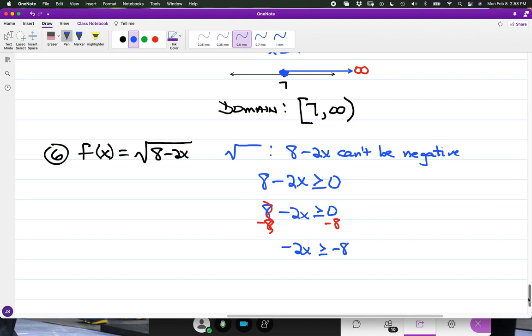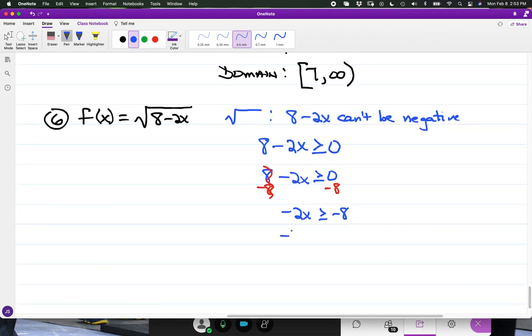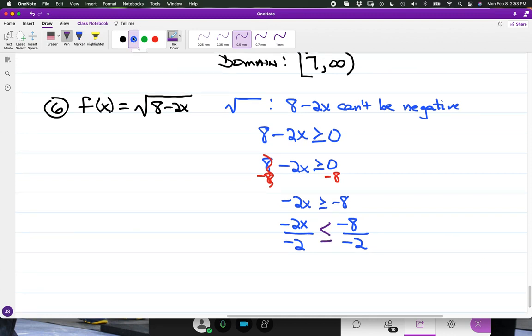And if I solve for x, again, be careful. If you're multiplying or dividing, not adding or subtracting, but if you're multiplying or dividing by a negative, remember to change the direction of the inequality. So again, we're going from greater than or equal to, to less than or equal to. So the inequality solution for x is that x is less than or equal to 4.